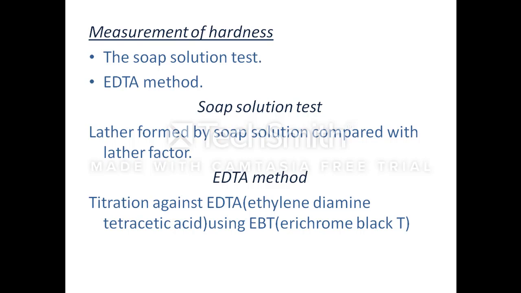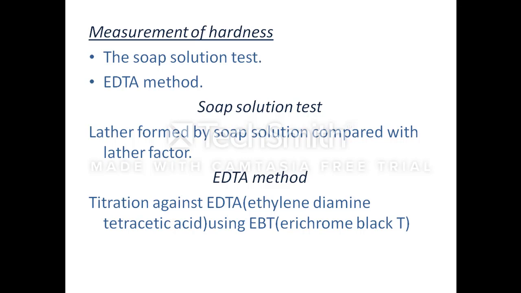The lather formed by shaking the soap solution with the water sample is observed. Then compare this lather formed with the lather factor. Now, what is lather factor? It is the lather formed by standard soap solution added to distilled water of zero hardness. We take distilled water of zero hardness and add the standard soap solution to it. Then the lather formed by this is called lather factor. The difference gives the hardness.